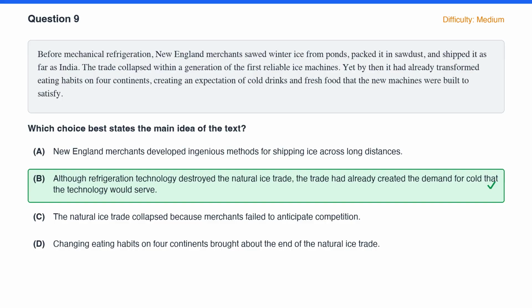B works because it holds both halves together. Refrigeration ended the trade, yet the trade had already built the appetite for cold that refrigeration went on to satisfy. With main idea questions, always pick the choice that covers the whole passage, not just one piece.